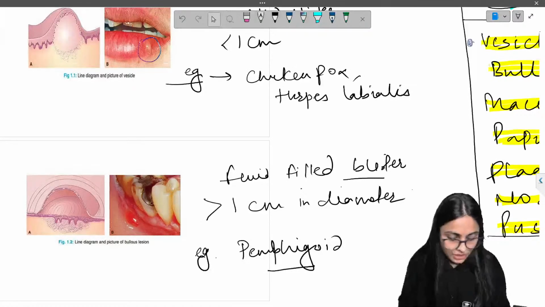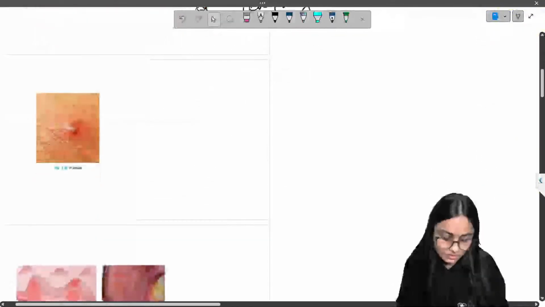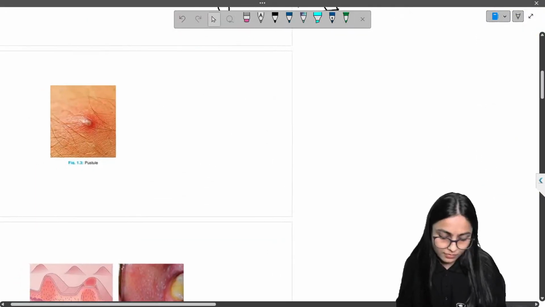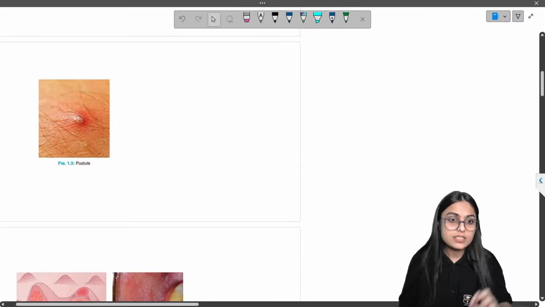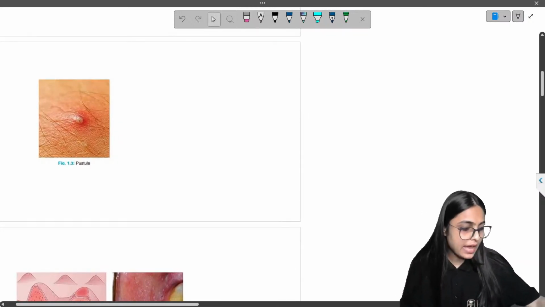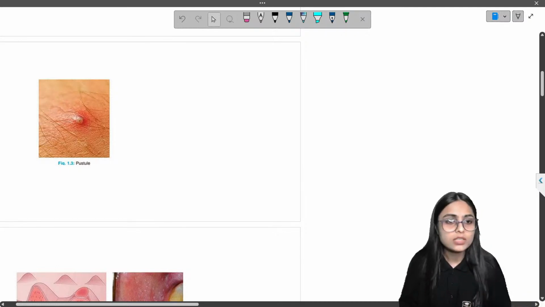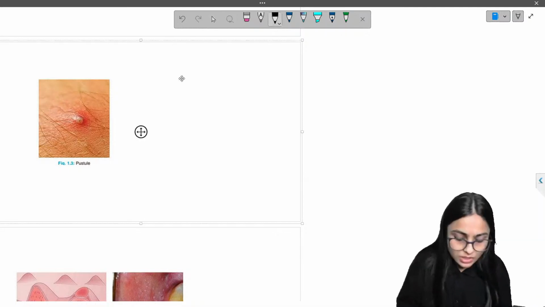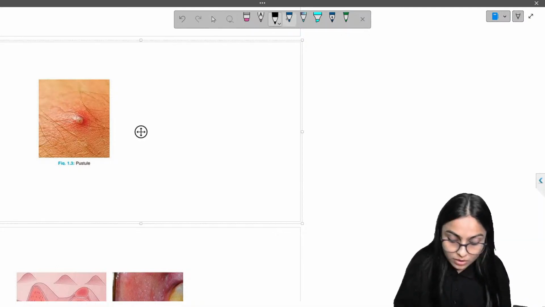Now, the next primary lesion that we have is a pustule.